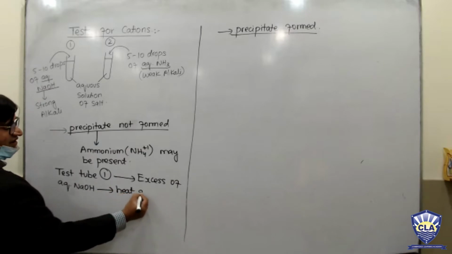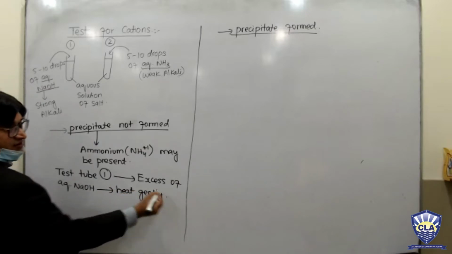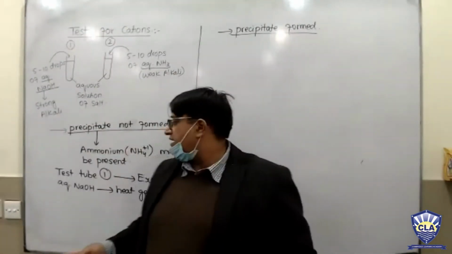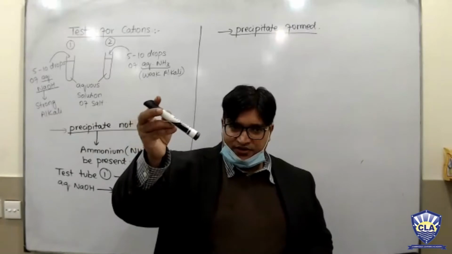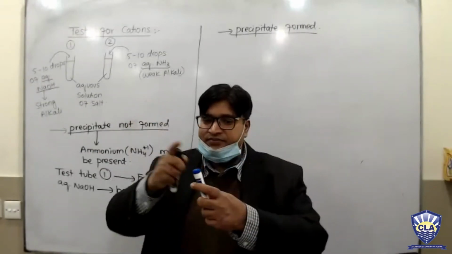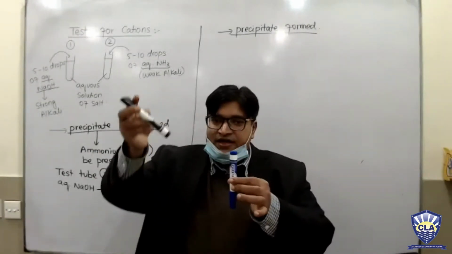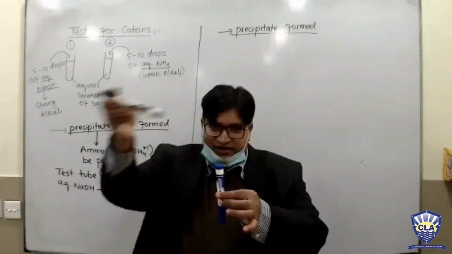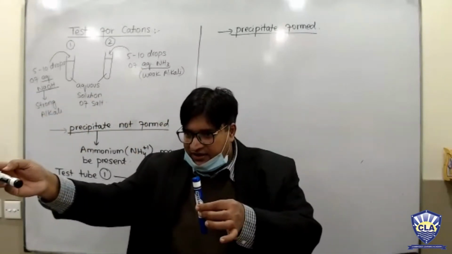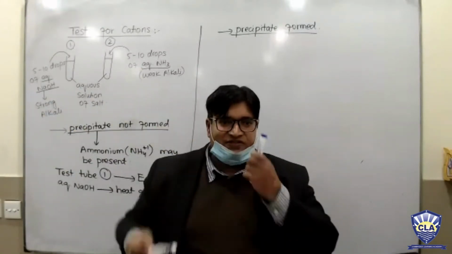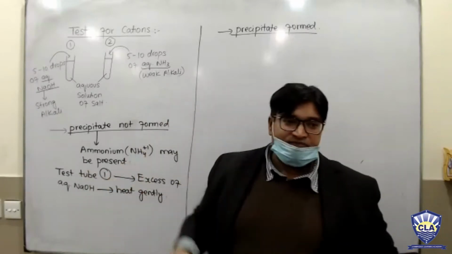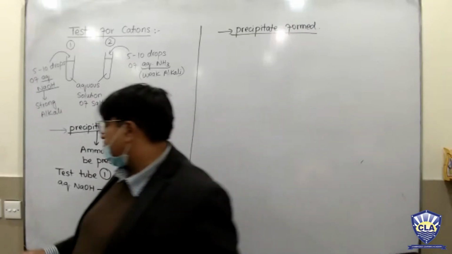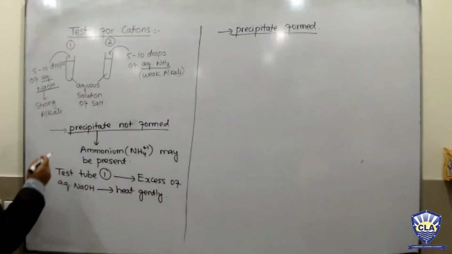Heat gently. Heat gently means, let's suppose this is the test tube, and this is the flame. This blue thing is going to show you the flame. So what should you do? You should put it on the flame, then take it back. Then put it on the flame, then take it back. Don't keep it on the flame all the time. This way of heating a substance is called gently heating. Heat gently, and if you heat gently, what would happen?